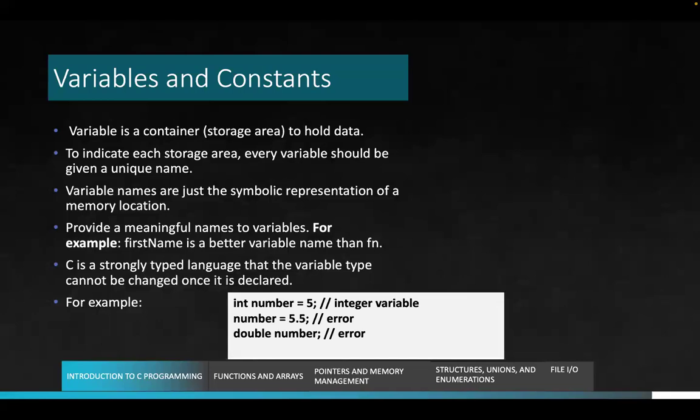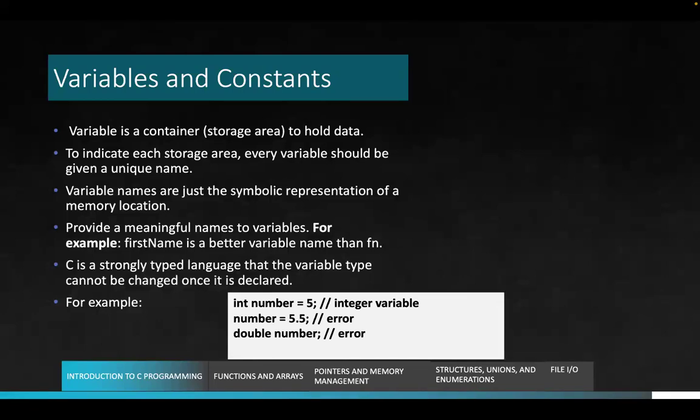While writing the program, you have to give meaningful names to the variables. This is for your reading purposes, in case in future you want to open the file, see whatever code you have written, and understand it. For that understanding, you need to name the variables properly. Example: firstname is a better variable name than fn.